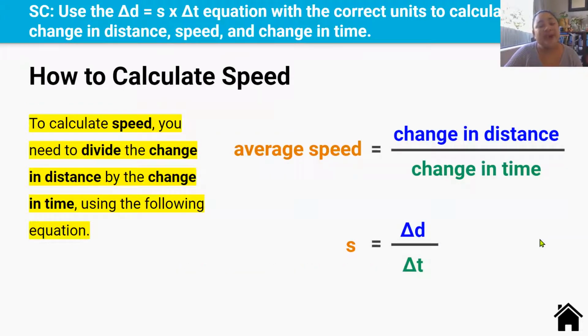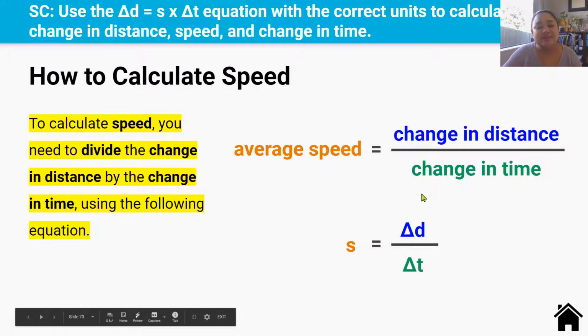Let's look at how we calculate each of these measures. First of all, we'll look at calculating speed. To calculate speed, you need to divide the change in distance by the change in time using this equation. So average speed equals change in distance over change in time. And that can be abbreviated by these symbol equations.